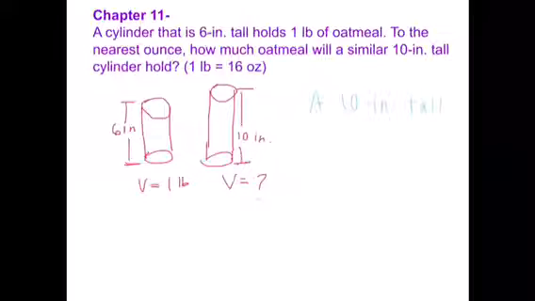Since this is a word problem, I'm going to write my answer in sentence form. So a 10-inch tall cylinder will hold 74 ounces of oatmeal.